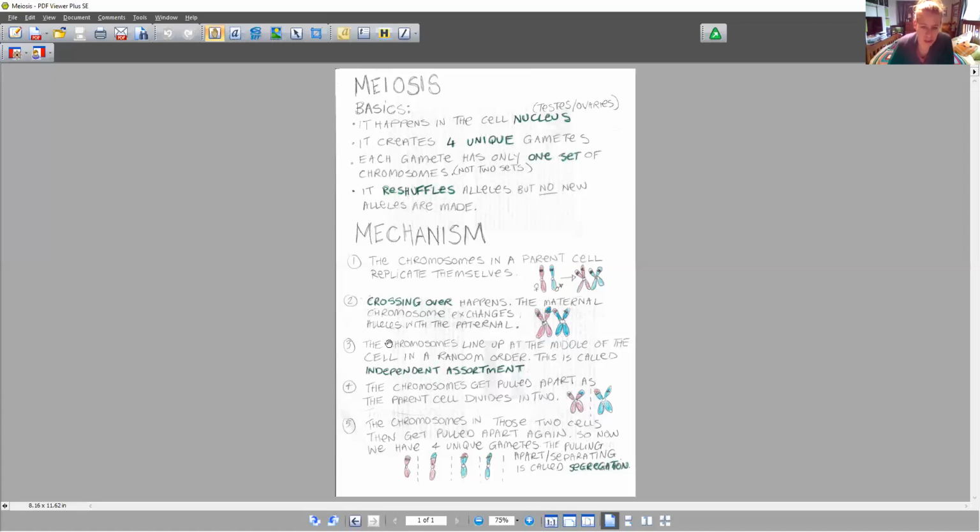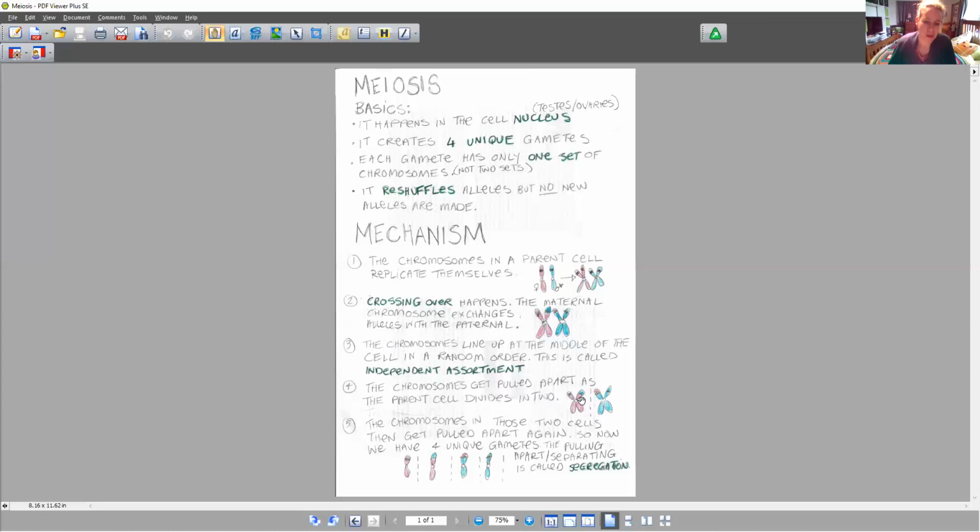Step number 3, all of these chromosomes, all of the pairs, remember we've got 23 pairs, start to line up in the middle, or the equator, of the cell, but they line up in a completely random order. This random order is called independent assortment, because the order that they line up in decides which gamete they go into. We can't control that, it's random. So that's independent assortment.